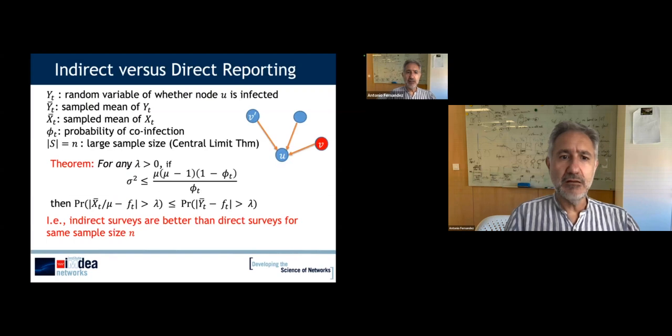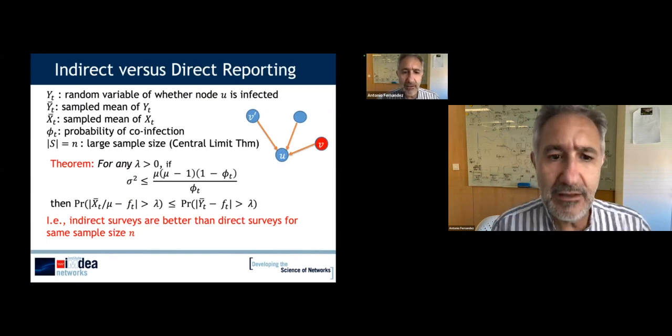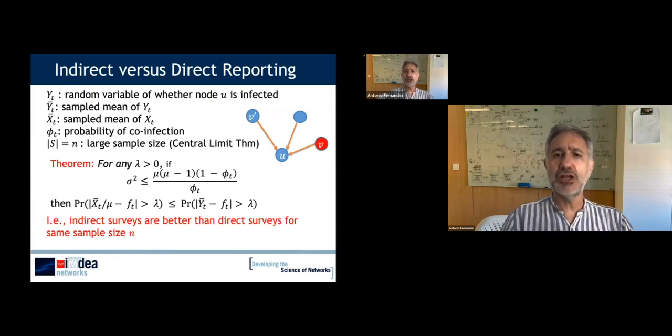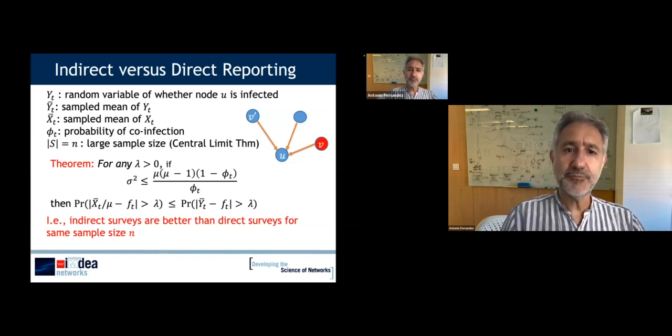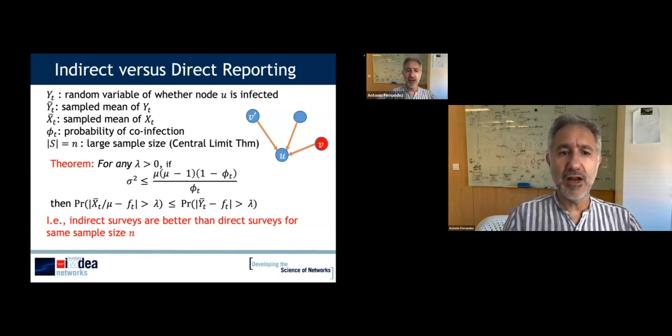So the second theorem has to do with under which conditions indirect questions or indirect reporting is actually better than direct reporting. So we assume that we have a sample S, which is large enough, and Y is the estimation that we get from direct sampling, and xt is the one that we get from indirect sampling.